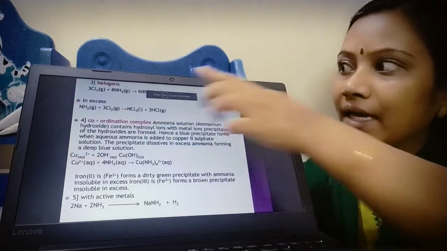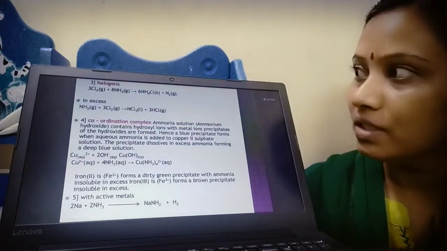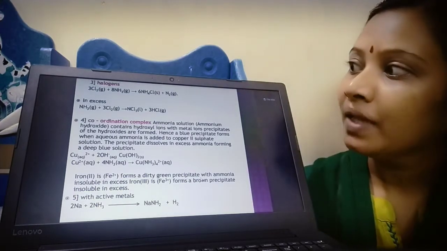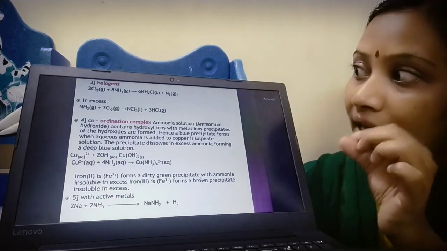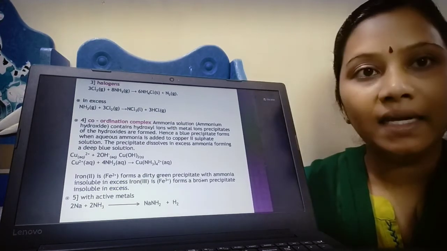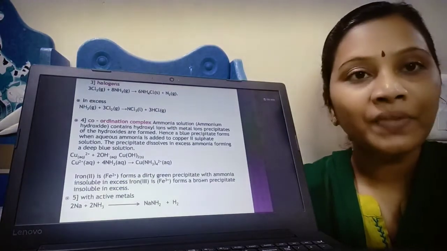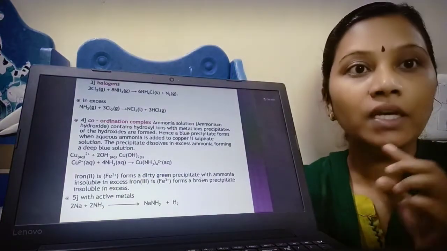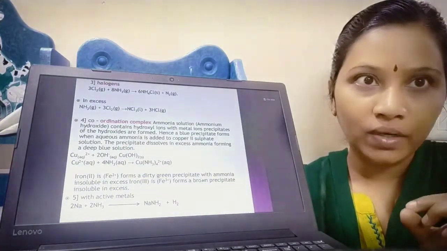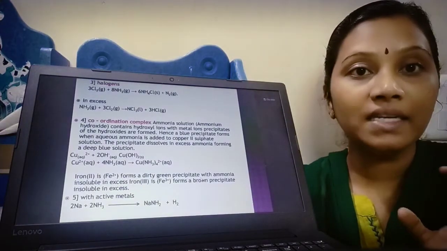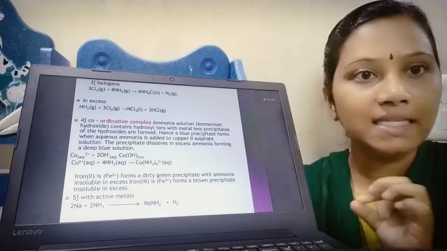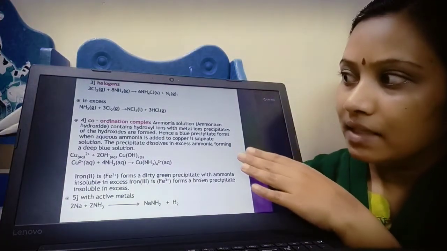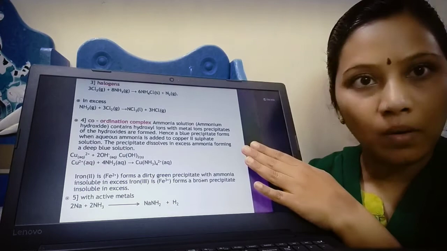Then, what is the reaction of ammonia with halogens? For example, ammonia reacts with chlorine to form ammonium chloride. And when ammonia reacts with excess chlorine, I will be getting nitrogen trichloride. This is also like oxygen, we have less amount as well as excess amount. So when ammonia reacts with less chlorine, we will be getting ammonium chloride. If it reacts with excess chlorine, I will be getting NCl3, which is nothing but nitrogen trichloride.